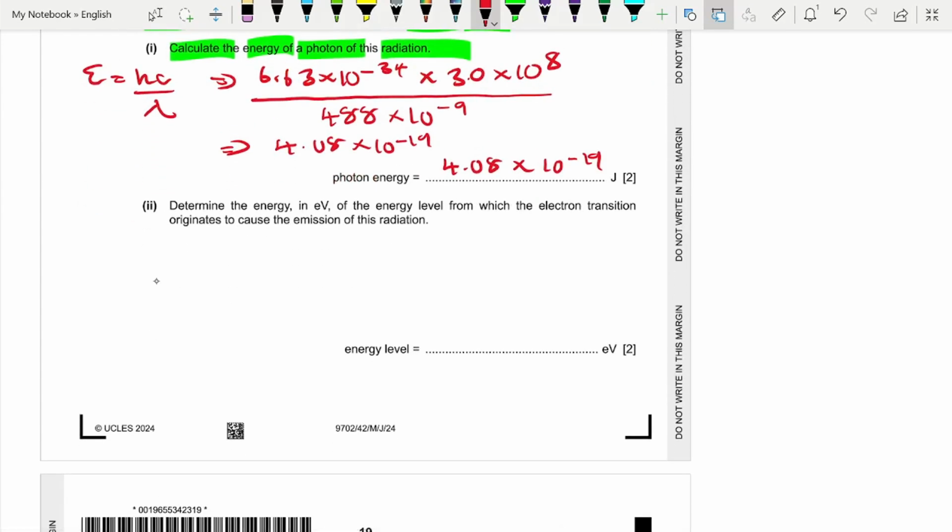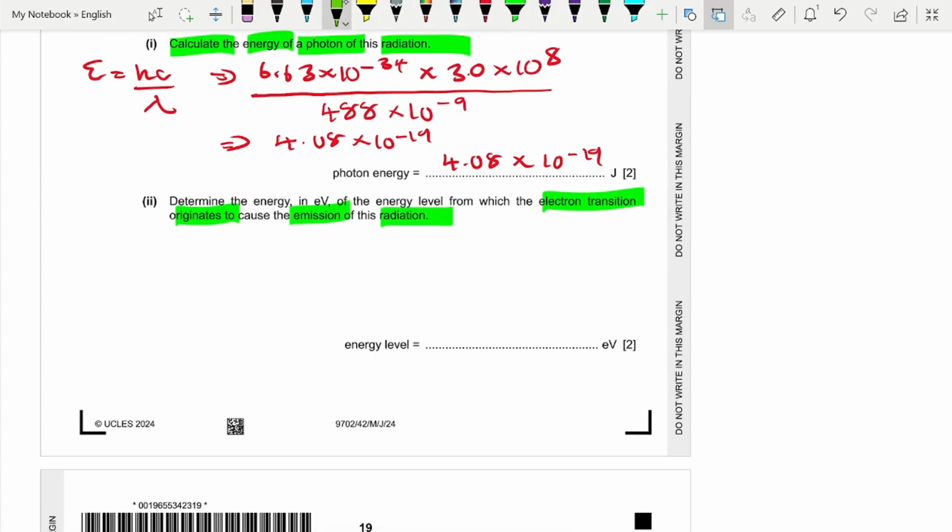Determine the energy in electron volts of the energy level from which the electron transition originates to cause the emission of this radiation. What's going to happen here? You're going to have a level, let's say a level like this. You're going to have another level, let's say a level like this. And you're going to have a little electron over here that's having the time of its life. Now it wants to transition down and go to this specific orbital.